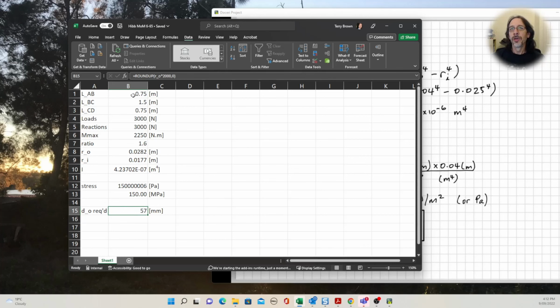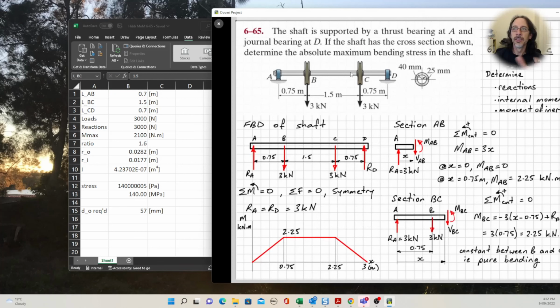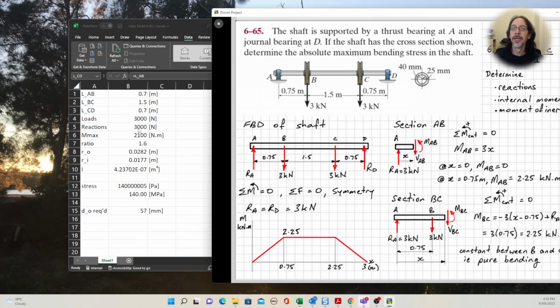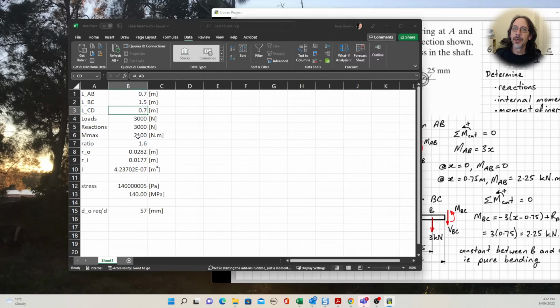What if we said, okay, we need to change some things. We can't actually have it be 0.75. We need it to be a bit shorter than that. So let's make it 0.7. I've assumed here in my modeling that the design intent is for this thing to be symmetrical. So when I set up the model, I set the length on the right-hand side to be the same as the left-hand side. My loads are still the same, and now my bending moment is less. So now the stress is 140.